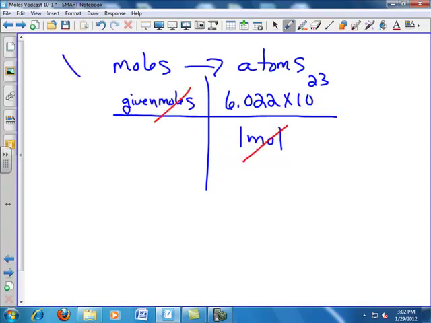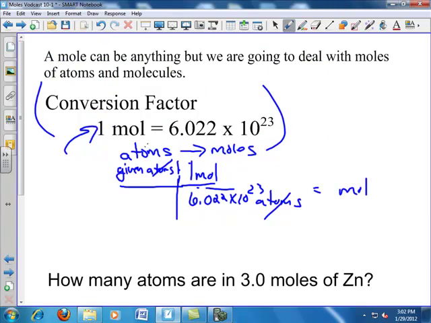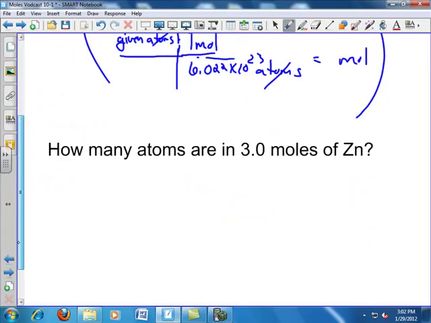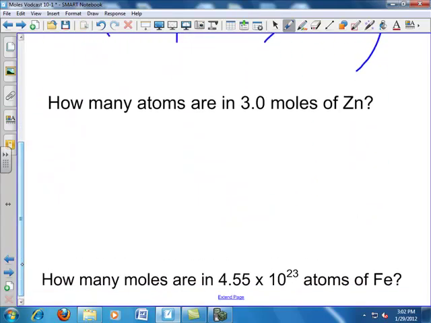So I want to see this in your notebooks, this right here. And I want to see this in your notebooks. Okay, so that's how you convert those two things. Now here's an example. I want to know how many atoms are in 3.0 moles of zinc.